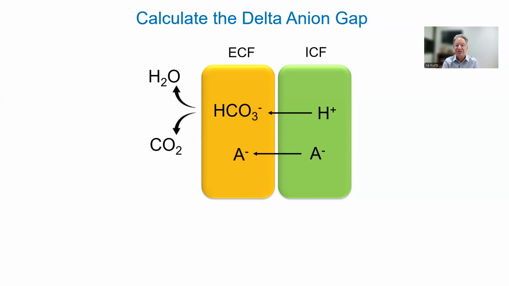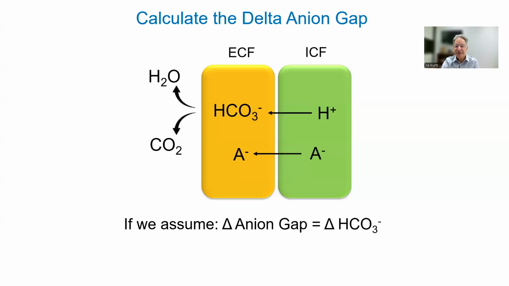Also, the anion does not come in as the sodium or potassium salt or the calcium salt. It's always coming in with a proton. Now, the anion elevates the anion gap. The proton is what causes the metabolic acidosis. The anion coming into the extracellular fluid does not cause the metabolic acidosis. It's the proton combining with bicarbonate and lowering it.